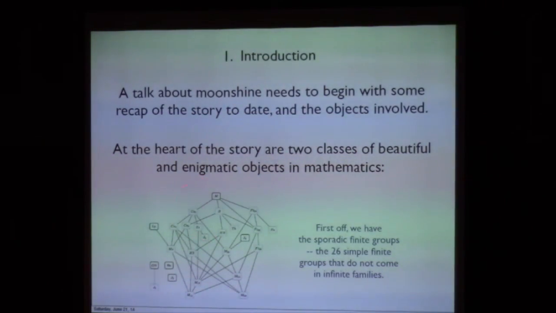So here's a picture of the sporadics and how they embed into one another. The largest of these things is the monster, which will star in the first third of my talk. And later in the talk, we'll encounter the Conway group and some of these groups found by Mathieu in the 19th century. Okay. And so the lines indicate who's a subgroup of whom. So this is one class of interesting objects.